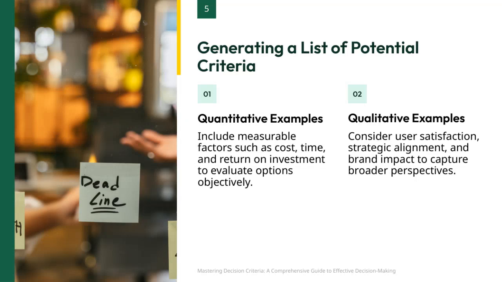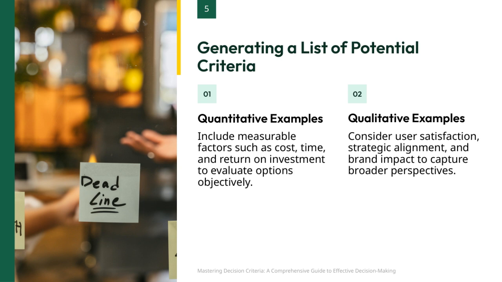Here, we're looking at how to generate a list of potential criteria by combining both quantitative and qualitative examples. On the left, the image shows a person working through tasks with sticky notes, highlighting the importance of setting clear deadlines and understanding key metrics like net worth and performance graphs.